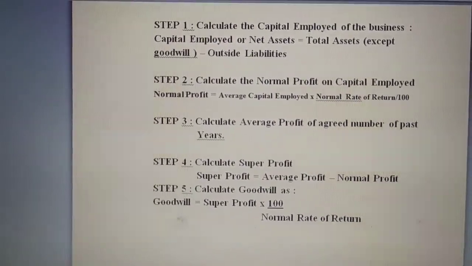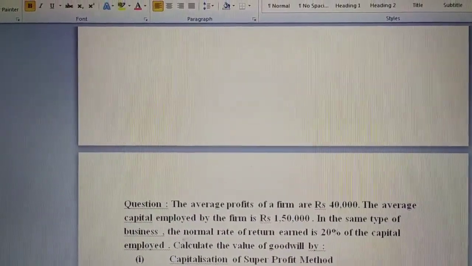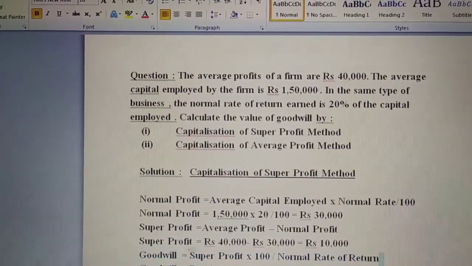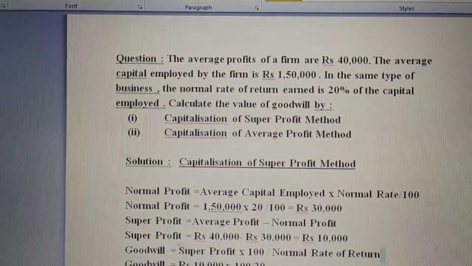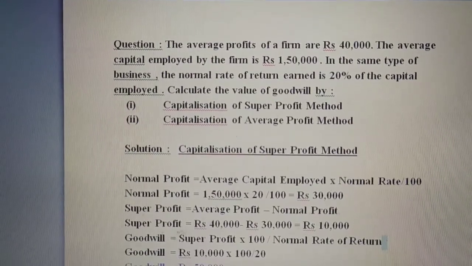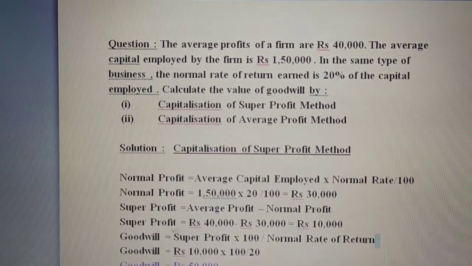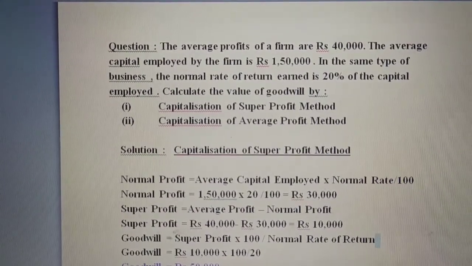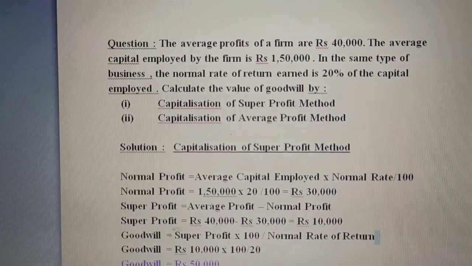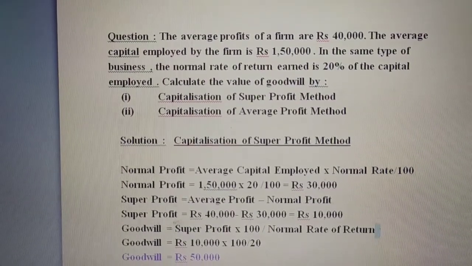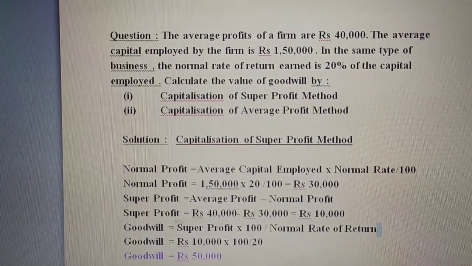I have solved one more question in which I have taken both the methods. So here is the question. The average profit of a firm is rupees 40,000. The average capital employed by the firm is rupees 1,50,000. In the same type of business, the normal rate of return earned is 20% of the capital employed. Calculate the value of goodwill by capitalization of super profit method and capitalization of average profit method.